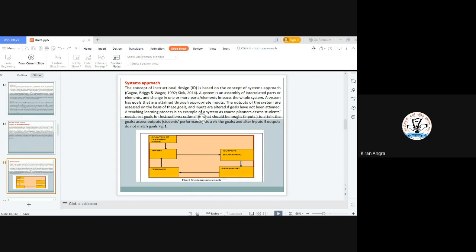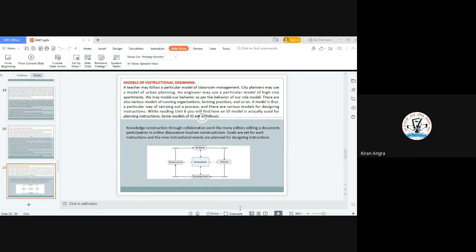If you see the diagram, you have shown the diagram. No, before that, you see the diagram of ADDIE. Ma'am, the diagram is not visible. I'll show it. Now it's visible.